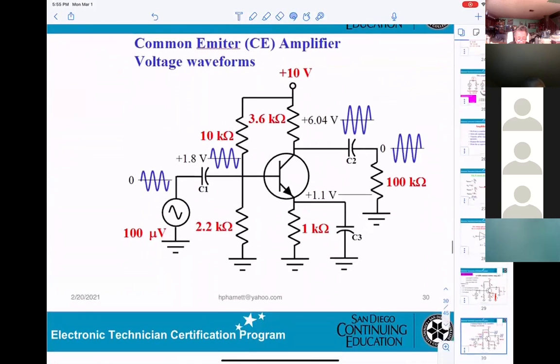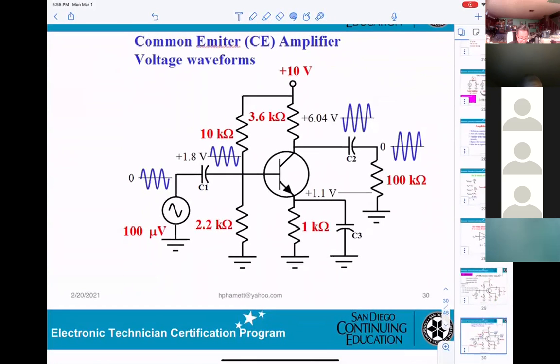Now, this one you really need for the technician. You understand that you get a 1.8 volt DC here. You see that? And also you get 100 microvolt sideways at this point. So basically at the base you get 2 different voltages, one DC and one AC.